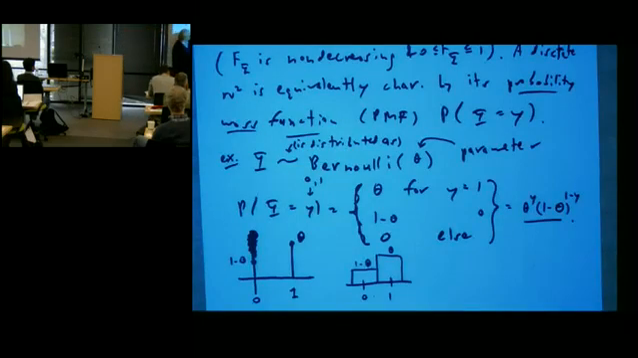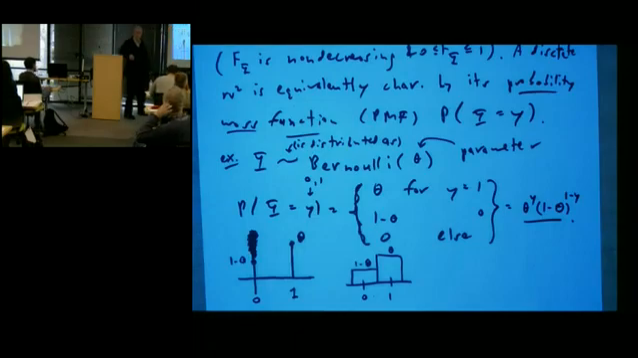I can compress all that computer sciencey way of talking about it simply into the expression theta to the power y times 1 minus theta to the power 1 minus y. And you can check and see if it works. If little y is 1, you get theta to the 1 times 1 minus theta to the 0, and that's theta. And if little y is 0, you get theta to the 0 times 1 minus theta to the 1. So it works, right? And we're going to use that representation pretty soon in our next case study.